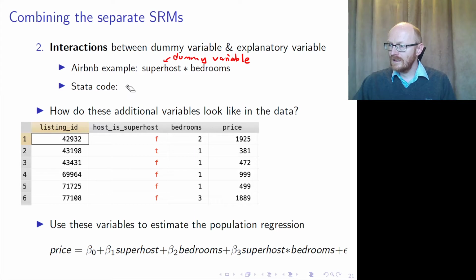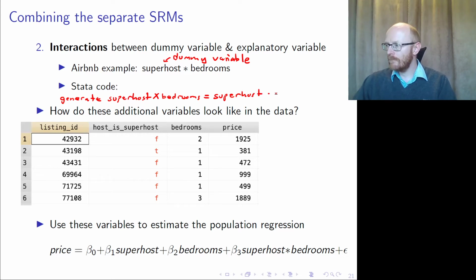If we want to generate this variable, I think I would need more space. We write generate, and then we need the name of the variable, so we can just have superhost times bedrooms, a long variable name, and we set this equal to superhost times bedroom.